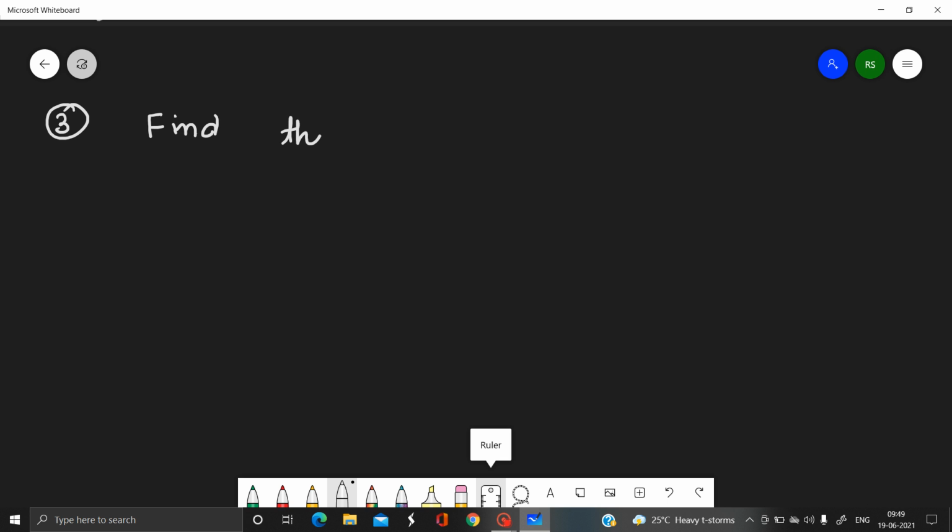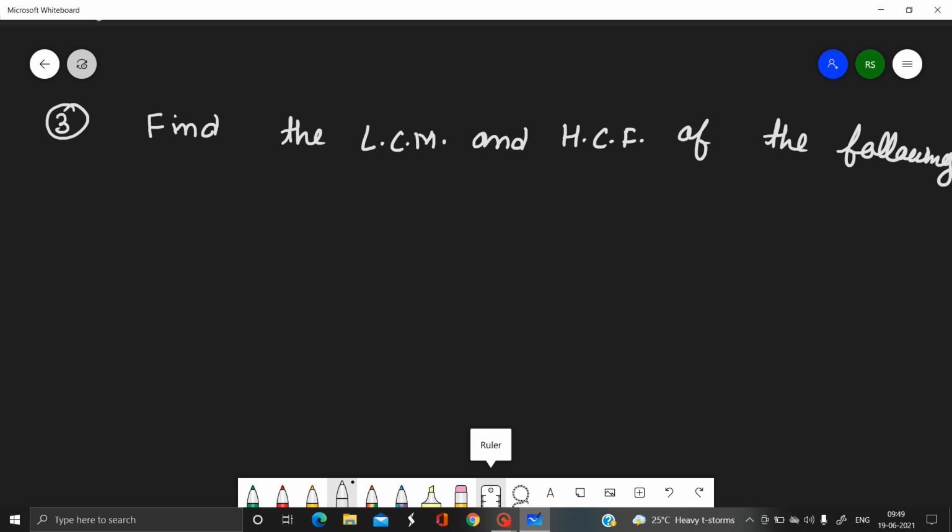Find the LCM and HCF of the following pairs of the following integers by applying the prime factorization method.